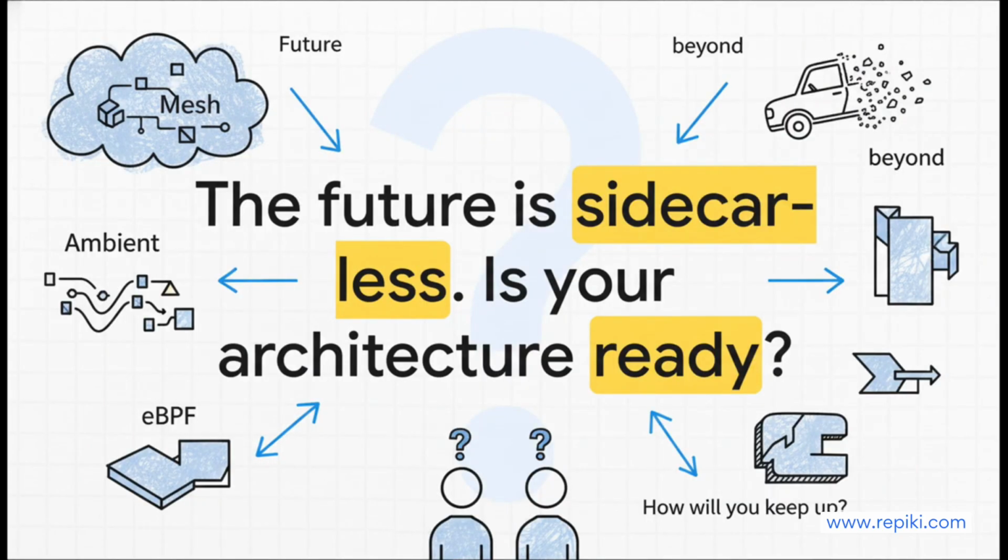And I'll leave you with one final thought to chew on. This whole space is still evolving really fast. This sidecar model we've been talking about is great, but the industry is already looking at what's next, new ways to reduce that performance tax even further. The evolution of the service mesh is not stopping. So the real question is, is your architecture ready for what's coming next?